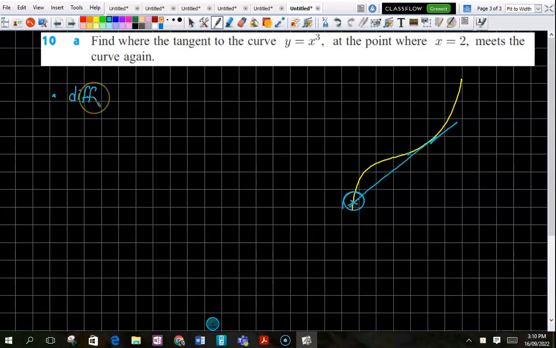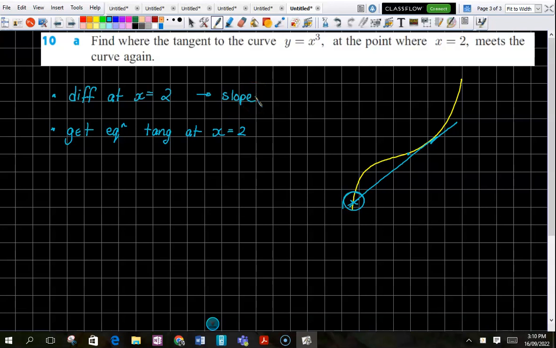Diff at x equals 2. Get the equation of the tangent at x equals 2. Uh-oh. That diff is going to give me the slope. What else do I need?